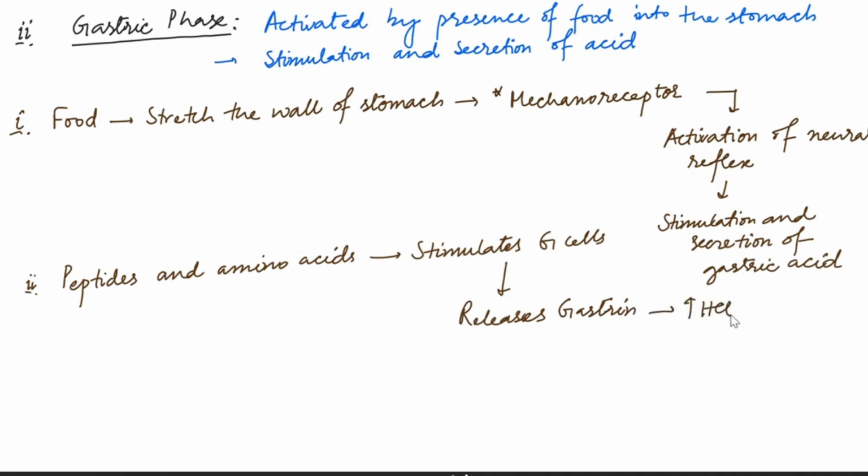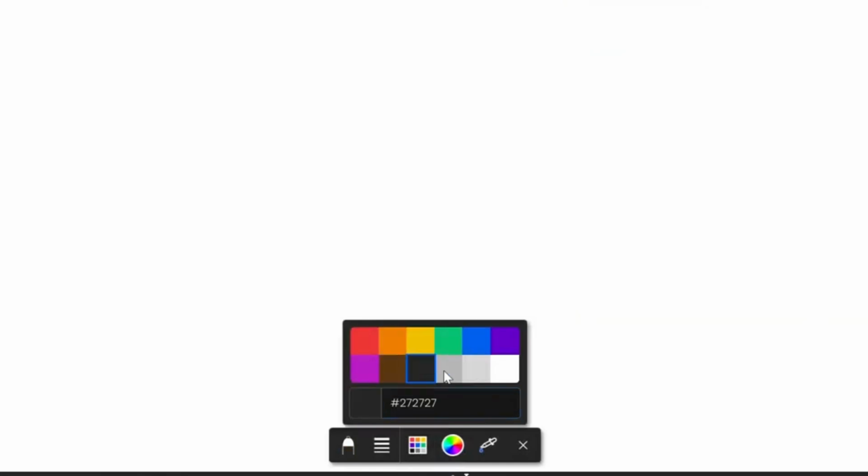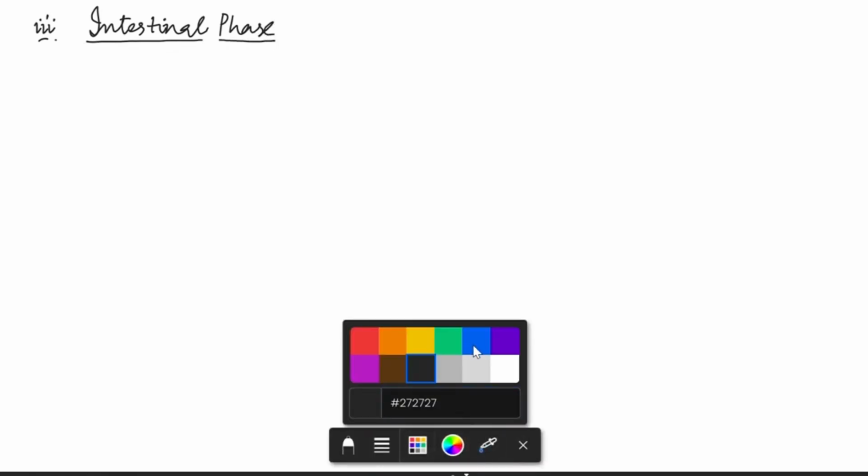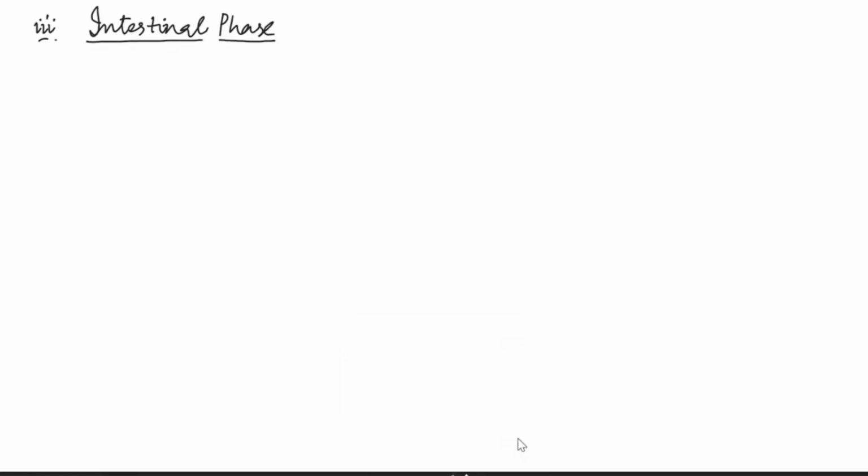Now we will understand another phase, that is the intestinal phase. Once the chyme enters the duodenum, it produces a negative feedback process which leads to reduced acid secretion. We will see how. This process is mediated by neural reflex and hormonal reflex.